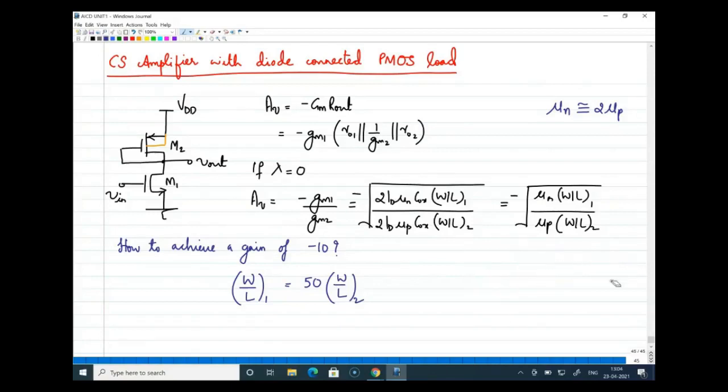I have just taken a practical case where you need some gain of 10. When I tried for a gain of 10 for the same circuit, one thing you can observe is the relationship between W by L of 1 and 2, or as Avinash has written, the relationship between W by L of N and W by L of P. So NMOS and PMOS: the size of NMOS should be 50 times larger than the size of PMOS. Directly I can comment that there is definitely a disproportion in the size of transistors.